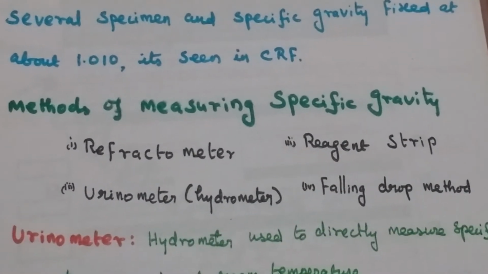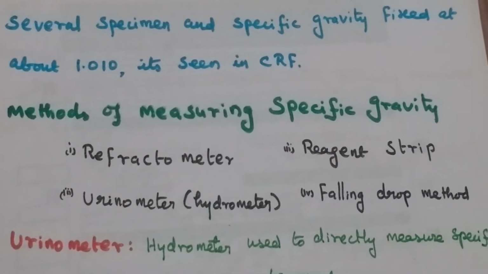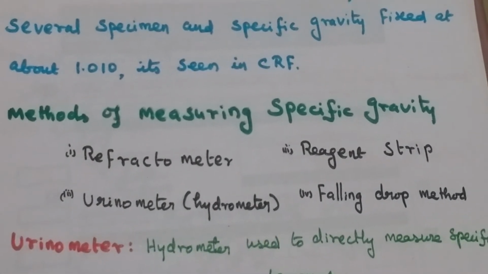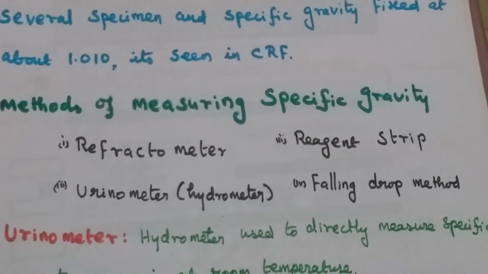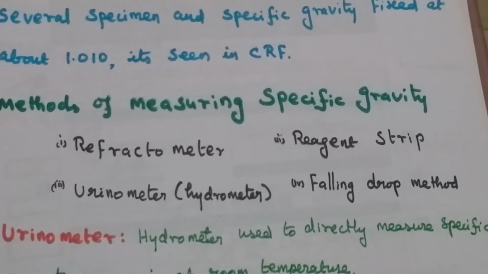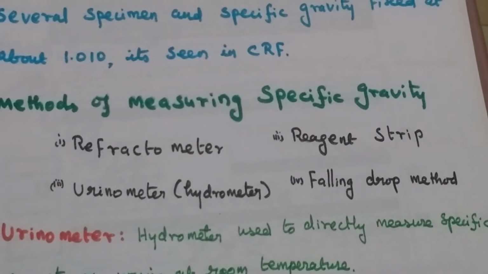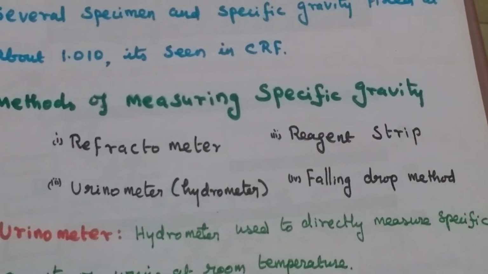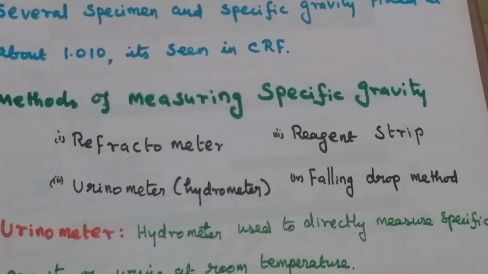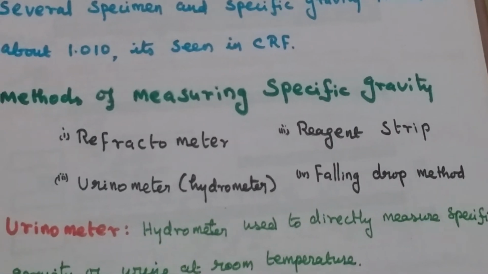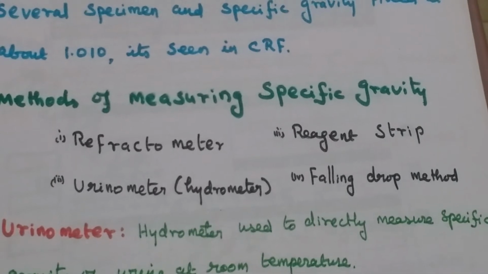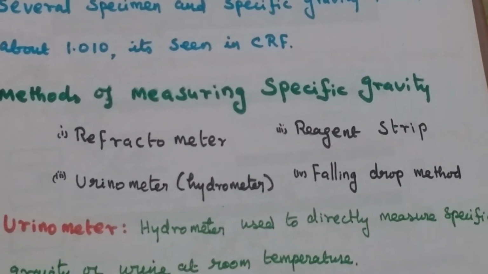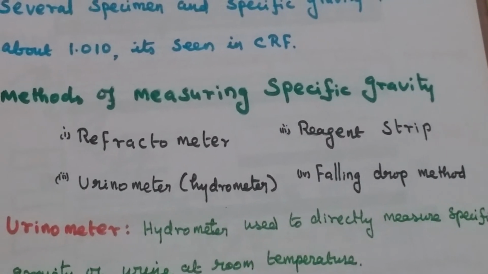Now going to the methods of measuring specific gravity. What are the methods? There are 4 different methods: refractometer, reagent strips, urinometer and falling drop method. The most commonly used methods are the urinometer method or the reagent strip method.